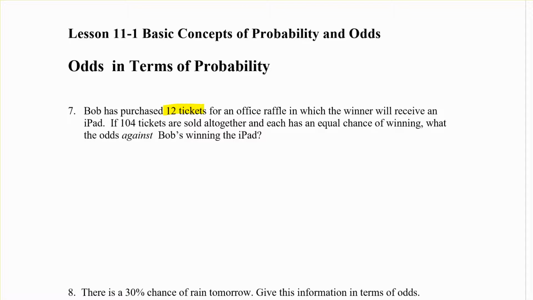So we want to calculate out of his chances of winning, what are the chances of losing? So Bob has 12 chances to win, and there are 104 total tickets sold. So he has 104 minus 12, or 92 chances to lose. Odds will always compare opposite events to each other, whereas probability compares part to total events. So the odds against Bob winning would be 92 to 12.